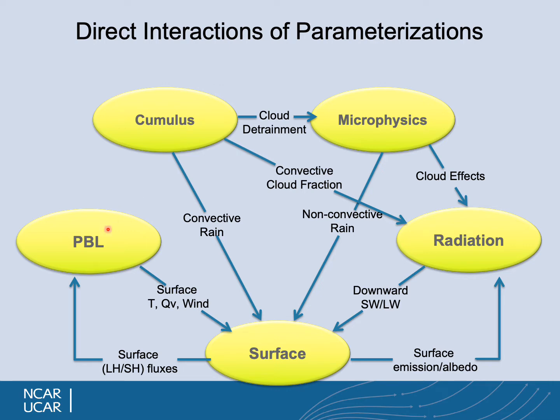The PBL scheme interacts directly with the surface through the surface fluxes that were provided by the land model. These fluxes have to be distributed by the PBL scheme vertically, and usually we're representing thermals in a convectively unstable boundary layer, but also dealing with stable conditions where the mixing is more local.